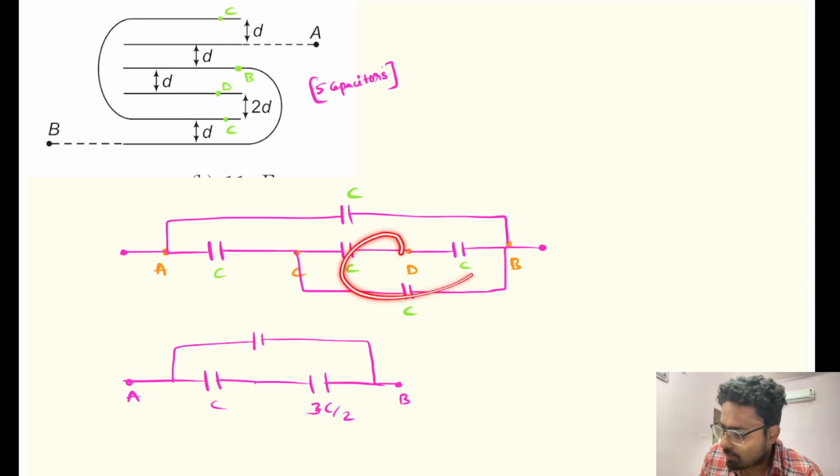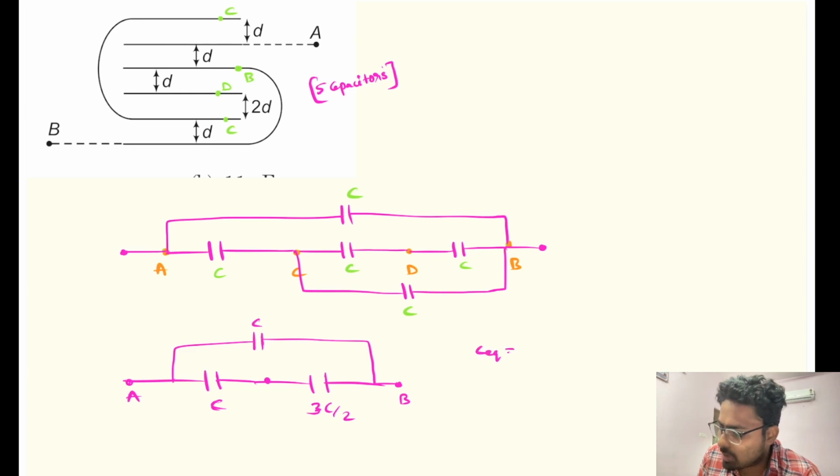After simplifying, this is what we have got, and this point is nothing but C. Between C and B I have already simplified the circuit. Now these two are connected in what? Again, C means you might be confused with the capacitance. So these two are connected in series.